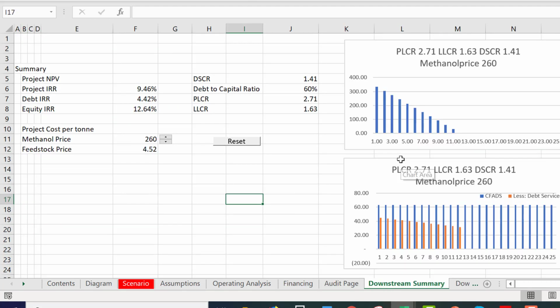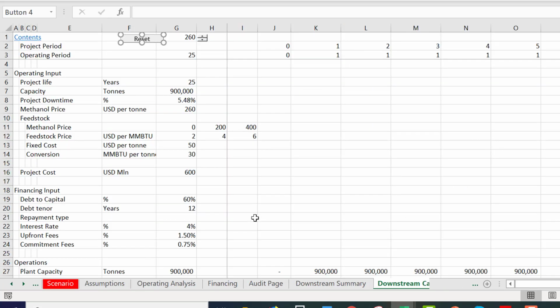And I want to make one more point, and that is I put a fake downside case with some methanol price and all this. It's just got a flat price. Now, if we look at DLCR, PLCR, LLCR, DSCR, it's a little bit different. When you compute the LLCR, you don't use the net present value of the cash flows.